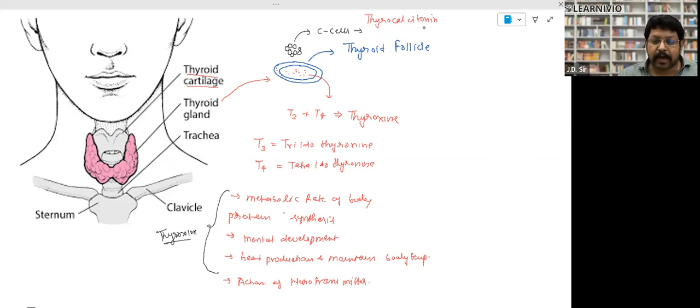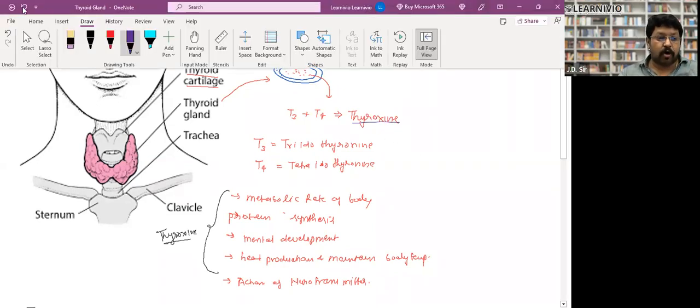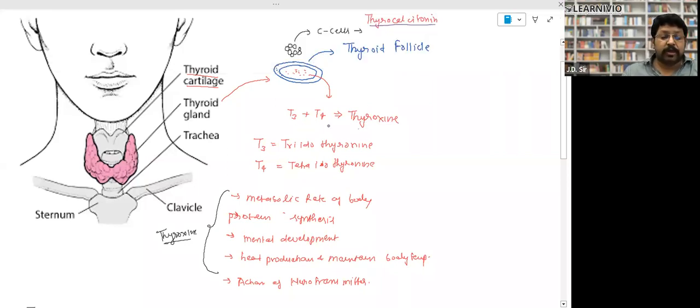C cells are responsible for the secretion of thyrocalcitonin. But the thyroid follicles remain filled with T3 and T4. Collectively, T3 and T4 are known as thyroxine. T3 is triiodothyronine and T4 is tetraiodothyronine. The question has been asked: if there is a deficiency of iodine, what will happen? Formation of thyroxine will reduce and a disease called goiter will be caused. Clear?